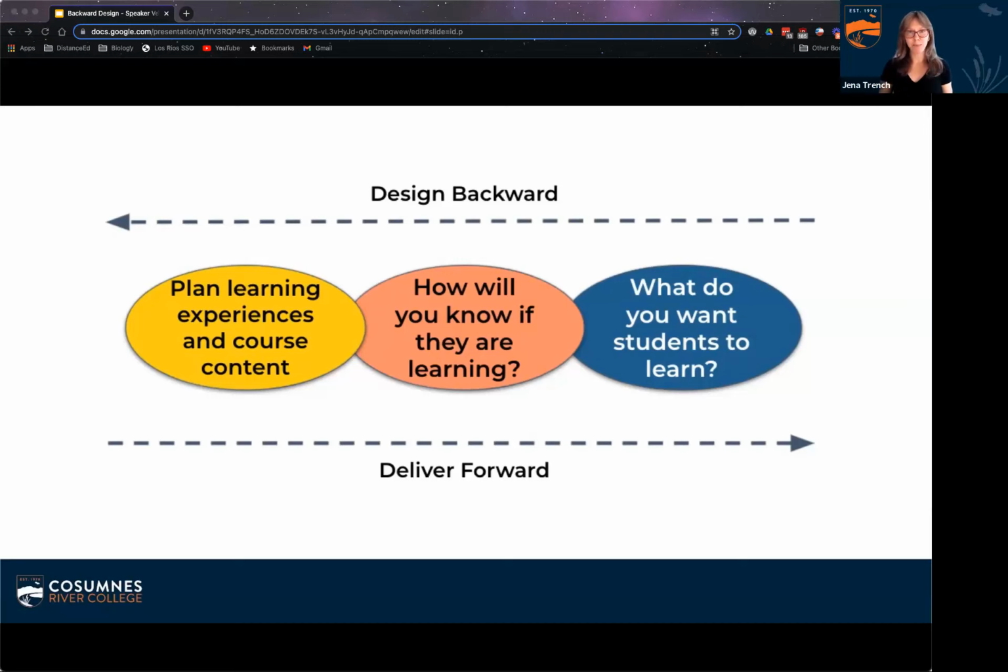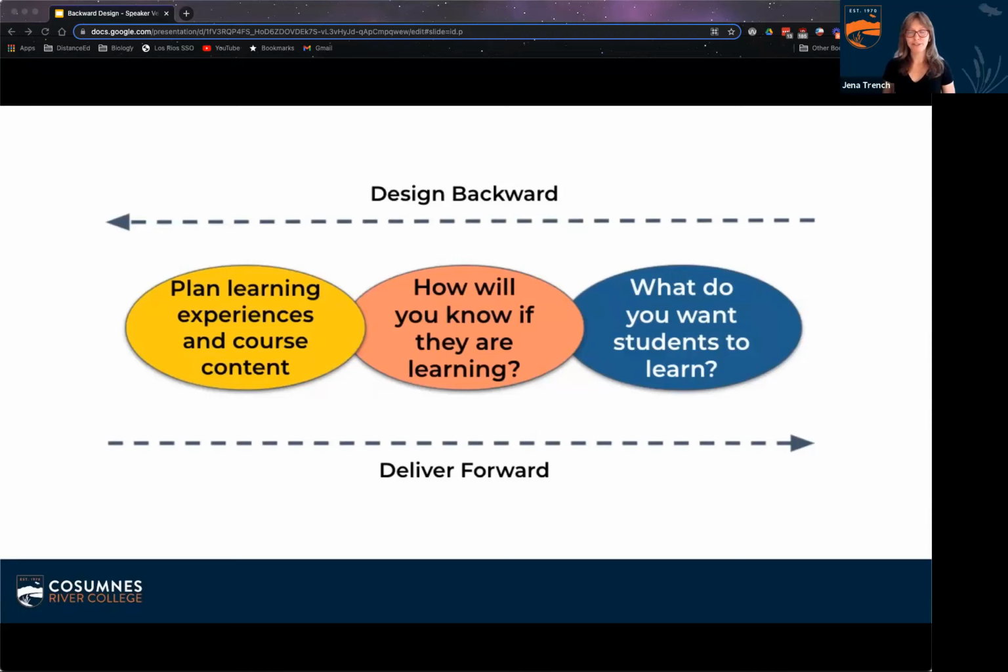And so the last part, which is the development of the content and the learning activities, that comes at the very end. And I know that seems really weird. It seems very backward, right? Design your assessments before you actually find out what YouTube videos you're going to use. Yep, that's exactly what we're talking about.